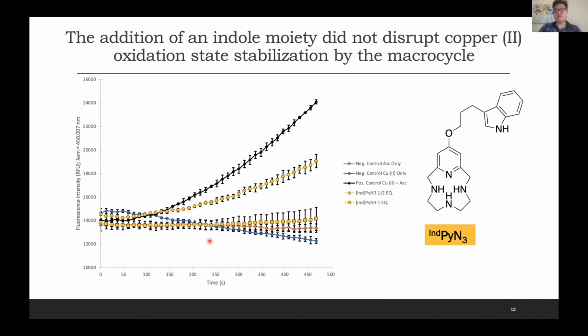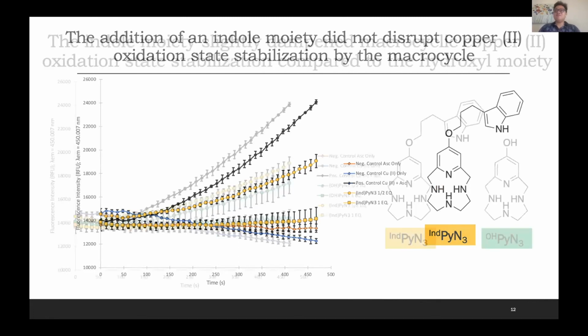At 1 equivalence, the decrease in fluorescence is so much that it approximates that of the negative control, answering our question that the attachment of the indole moiety to the pyridinophane scaffold does in fact not affect the macrocycle's ability to stabilize the copper-2 oxidation state and prevent ROS generation, signaled by the decrease in fluorescence.